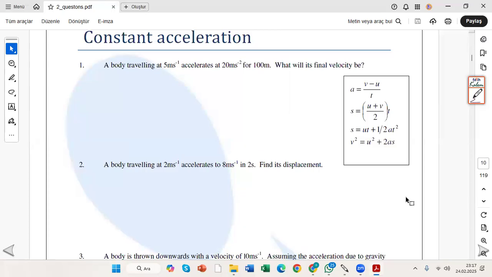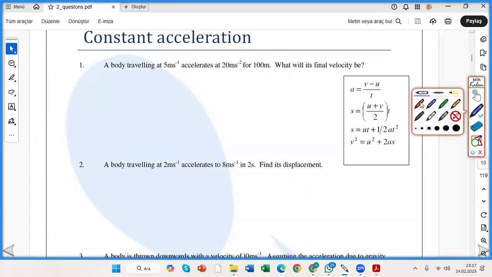As you can see here, it is a normal question for motion in one dimension, horizontal one dimension. It is a basic question. When we look at this question, be careful with that kind of question. Firstly, you'd better take notes about the variables you are given.